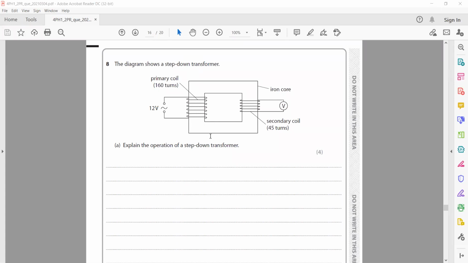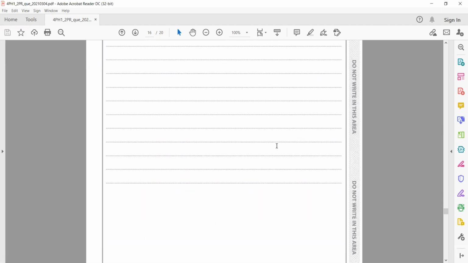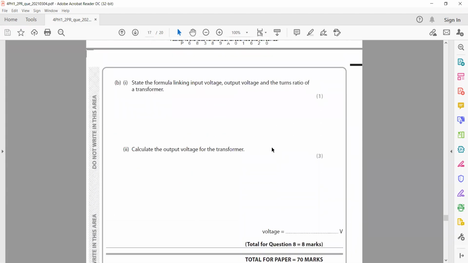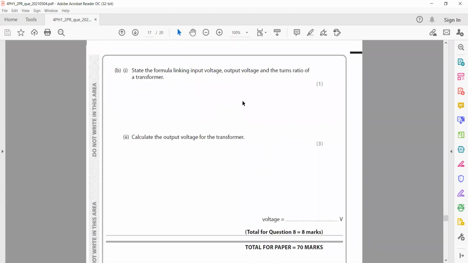The diagram shows a step down transformer. Explain how a transformer works. So an AC input produces a variable magnetic field which magnetizes the iron core, and the change in magnetic field of the iron core induces EMF in the secondary coil, which can be stepped up or stepped down by using a suitable turns ratio. State the formula linking the input voltage and the output voltage with the number of turns. So Vs over Vp is equal to Ns over Np.